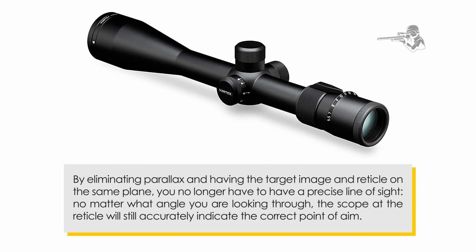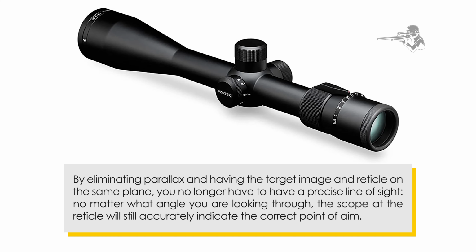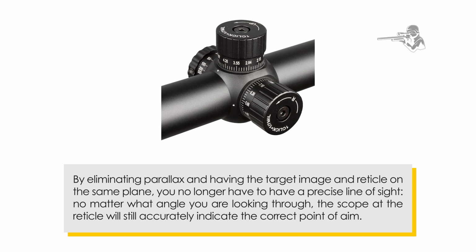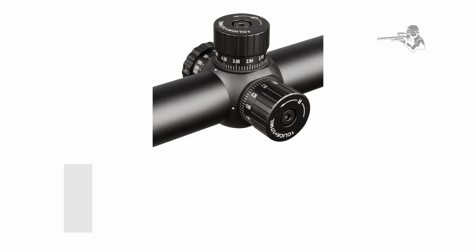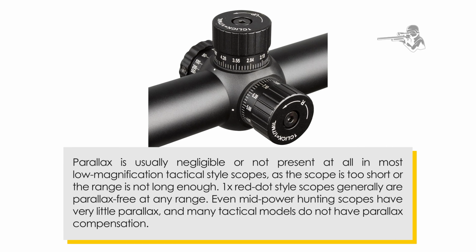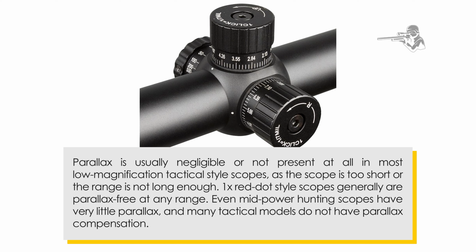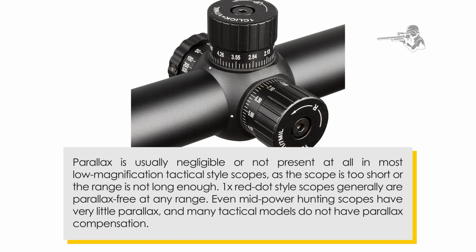By eliminating parallax and having the target image and reticle on the same plane, you no longer have to have a precise line of sight. No matter what angle you are looking through the scope at, the reticle will still accurately indicate the correct point of aim. Parallax is usually negligible or not present at all in most low-magnification tactical style scopes, as the scope is too short or the range is not long enough.